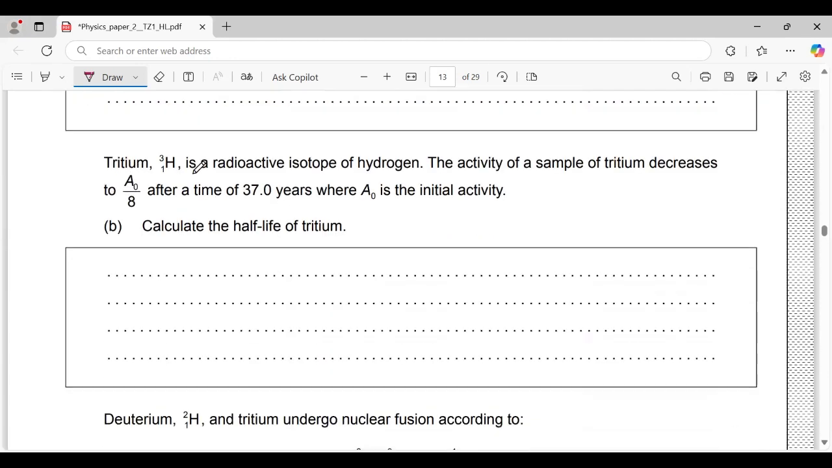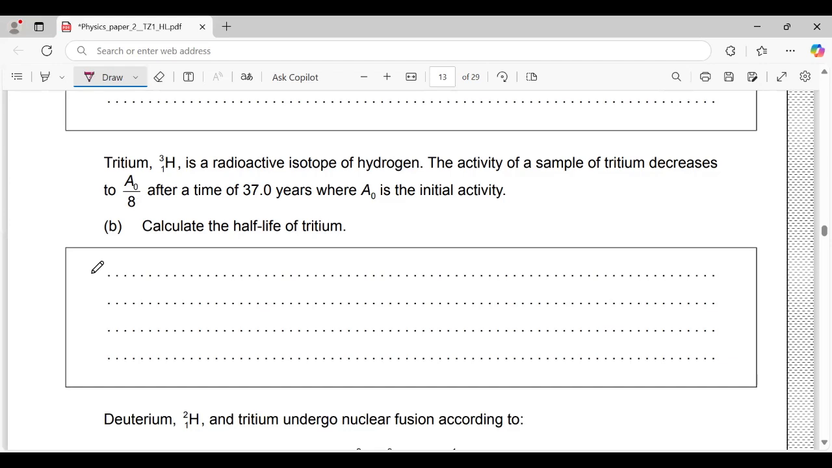Tritium is a radioactive isotope of hydrogen. That's tritium, hydrogen 3 with atomic number 1. The activity of a sample of tritium decreases to A0 over 8 after a time of 37.0 years. A0 is the initial activity. Calculate the half-life of tritium.